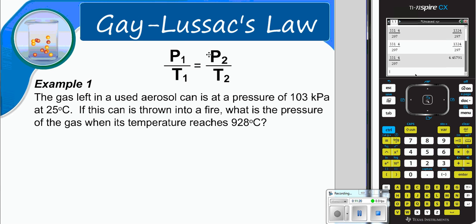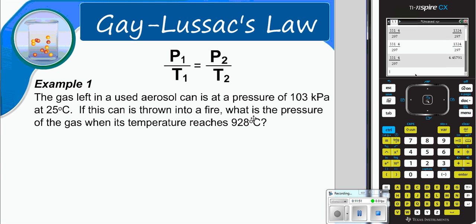So finally, one more math equation. Again, what you should see is volume's held constant, so it's omitted from the combined gas law equation. The number of moles won't change unless we tell you it changes, and in this question, it doesn't. The question states the gas left in a used aerosol can is at a pressure of 103 kilopascals at 25 Celsius. If the can is thrown into a fire, what's the pressure of the gas when the temperature reaches 928 Celsius? You might say to yourself, well, what if the can can expand a little? Well, let's just assume it doesn't.